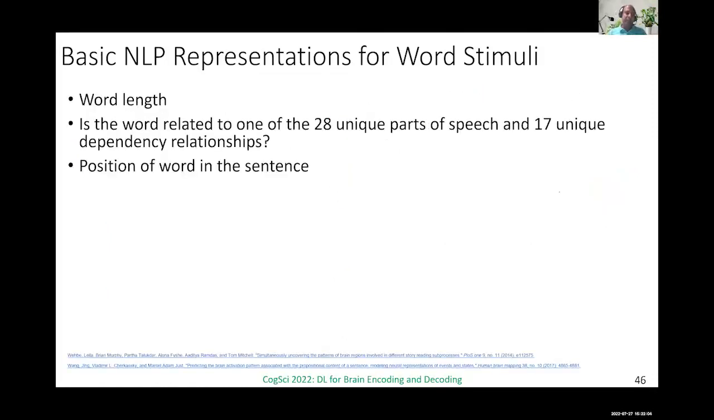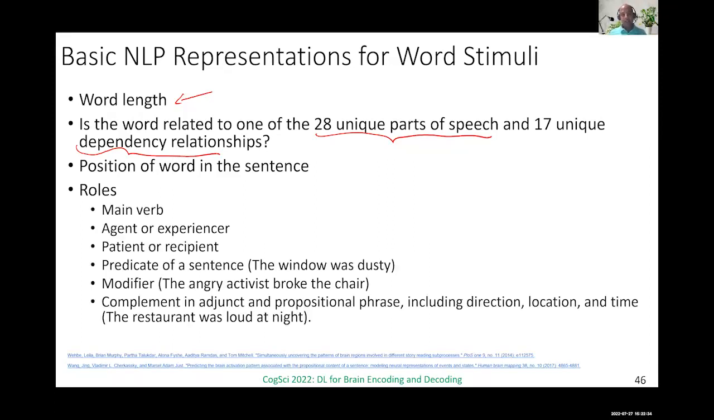Then people have used other kinds of basic NLP representations like word length, how many characters and so on. Is the word one of the 28 unique part of speech tags, or one of the 17 unique dependency relationships? These dependencies come from the CoreNLP parser from Stanford. It's the most popular dependency parser, so that's what they use, and essentially whether the word belongs to one of the 17 unique dependency relationships. Position of the word in the sentence is also another feature.